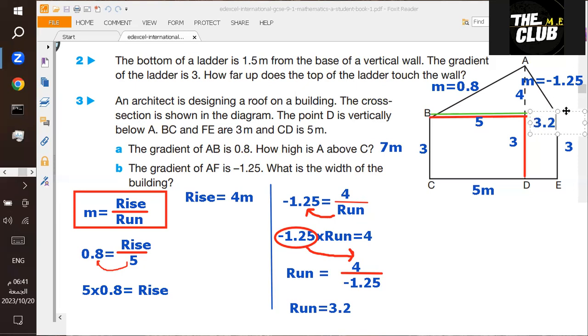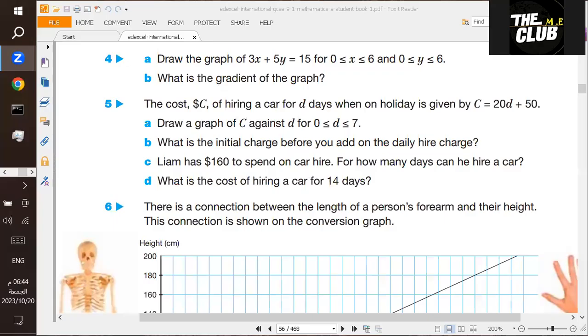And what is the question asking for? It's asking for the whole width of the building. The width of the building, as we said, is the green line here, from B to F. From B to F, it means 5 plus 3.2, which gives 8.2. So the answer for this question is 8.2 meters. This is the idea of this question. I hope you understood it. Now let's move on to another question.